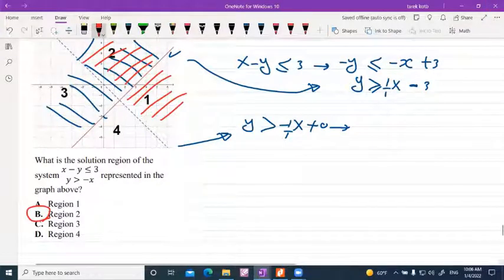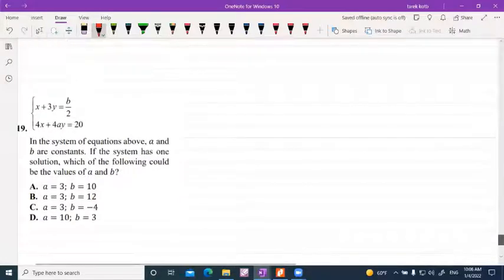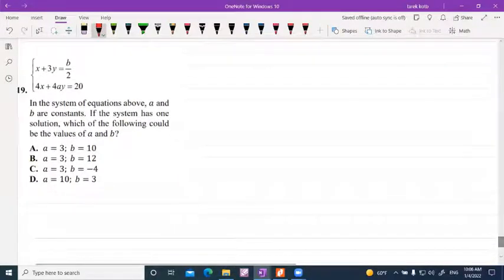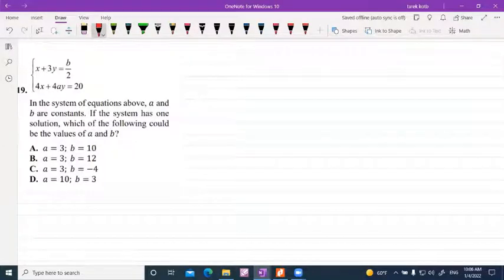Last one in this video. Number 19. I have a system of equations. In the system of equations above, a and b are constants. If the system has one solution, which of the following could be the value of a?